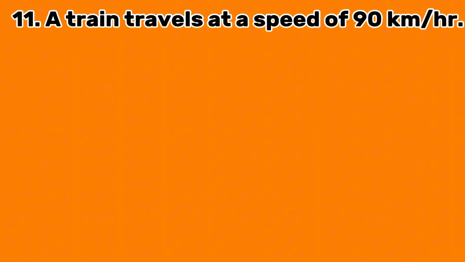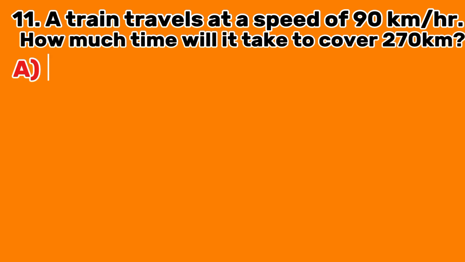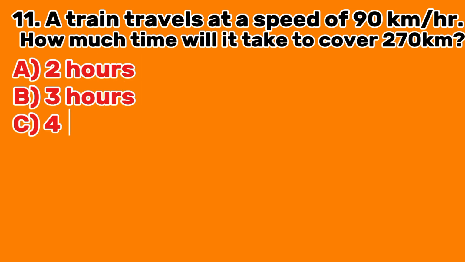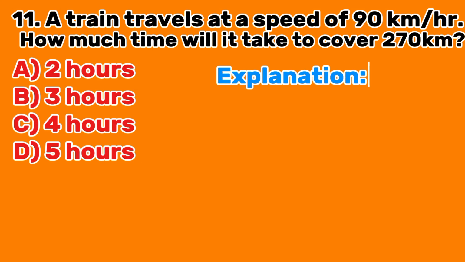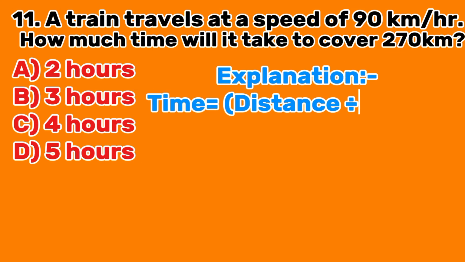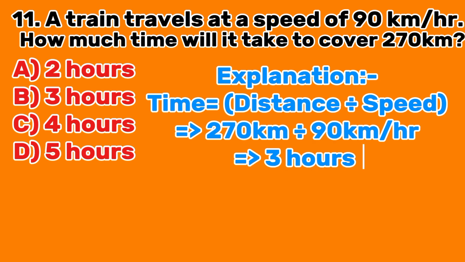11. A train travels at a speed of 90 km/h. How much time will it take to cover 270 km? A. 2 hours. B. 3 hours. C. 4 hours. D. 5 hours. Explanation: time equals distance divided by speed, equals 270 km divided by 90 km/h, equals 3 hours. Answer B. 3 hours.